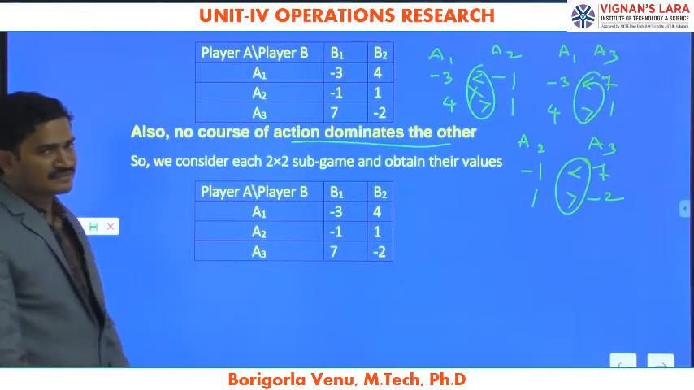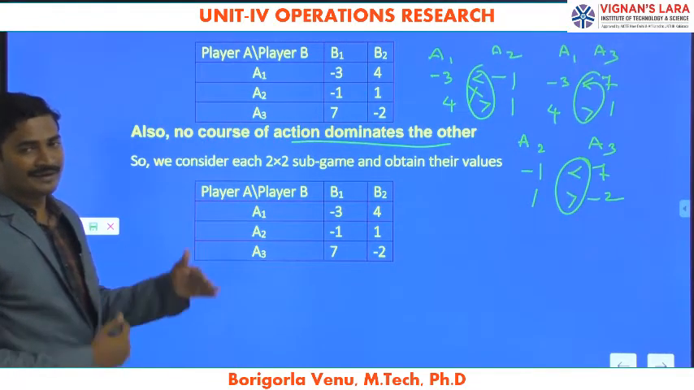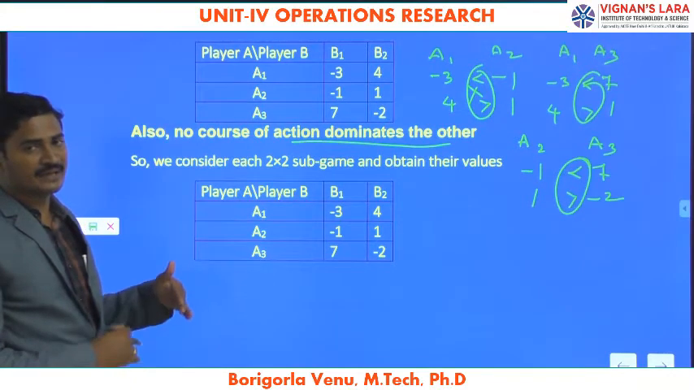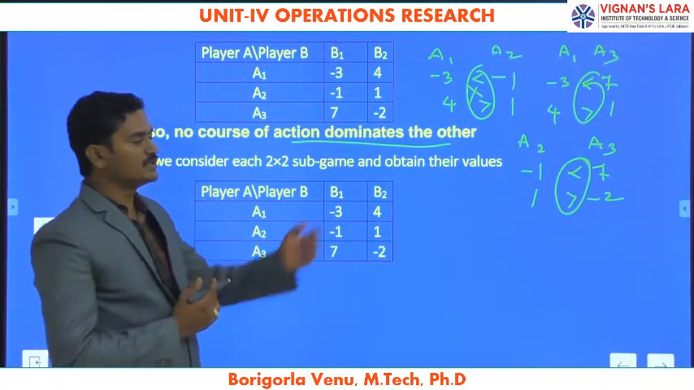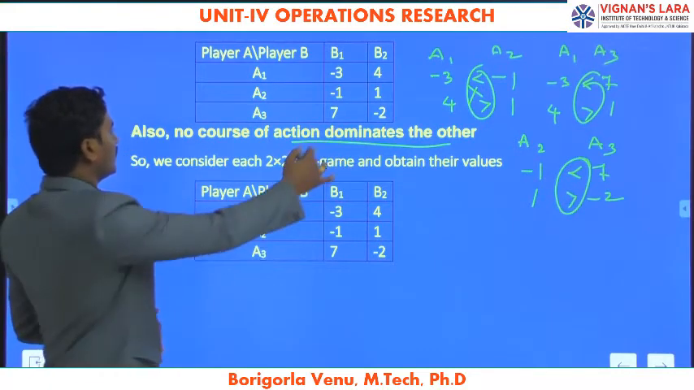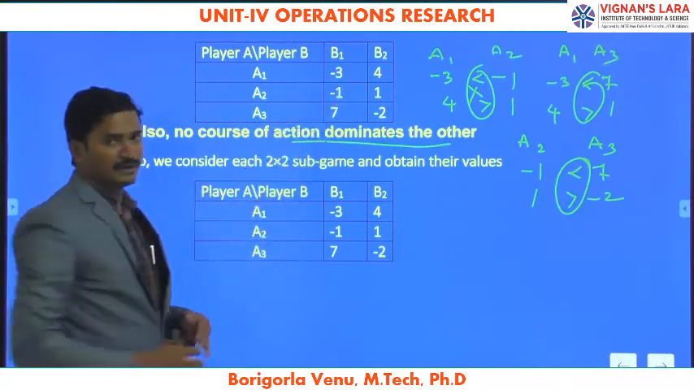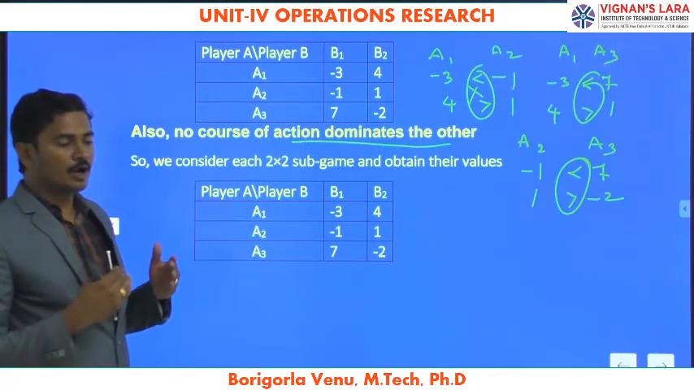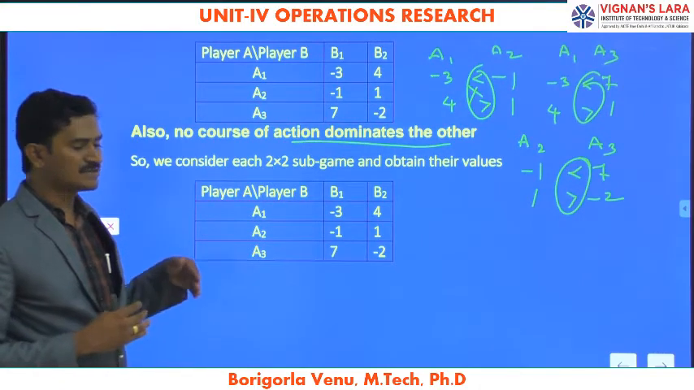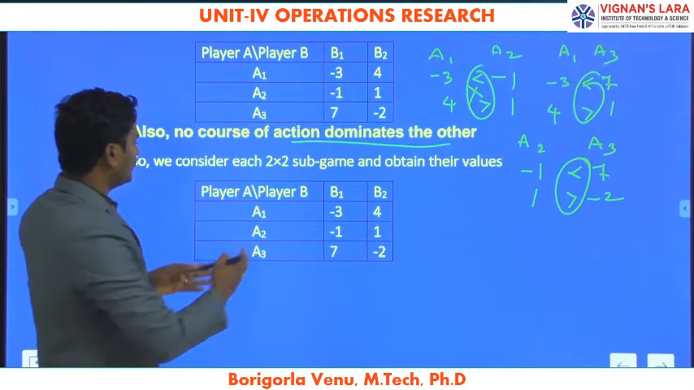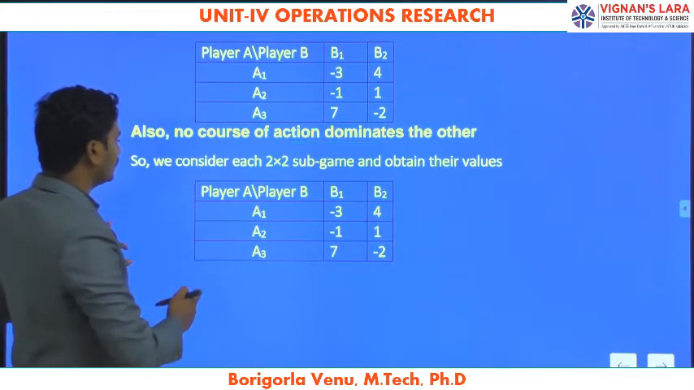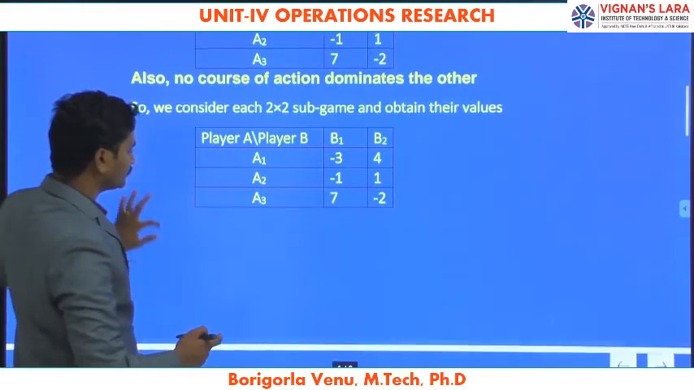In this type of problem, we are going to reduce the size of the matrix by using another method. That is, we consider each 2 by 2 subgame. Here we are converting the total table into 2 by 2 games. However many possibilities we have, that many we choose and convert. Okay, this is the original. Now I am going to convert this into 2 by 2.